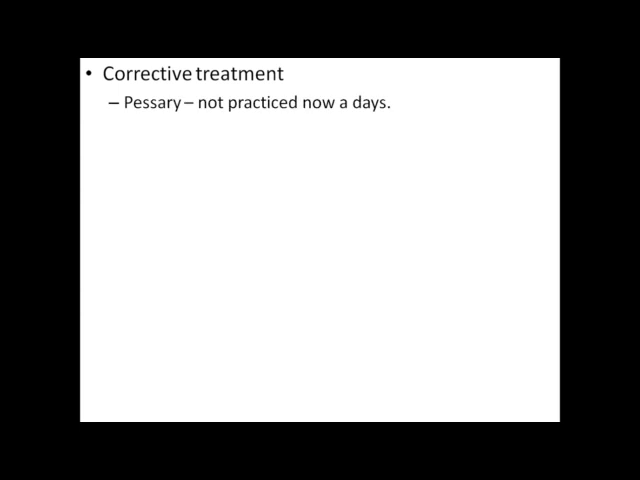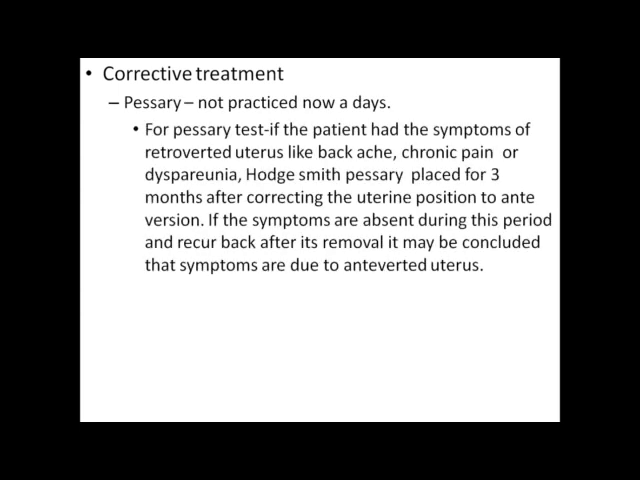Corrective treatment includes a pessary. It is not practiced nowadays. For a pessary test, if the patient has symptoms of a retroverted uterus like backache, chronic pain or dyspareunia, a Hodge-Smith pessary is placed for 3 months after correcting the uterine position to anteversion. If the symptoms are absent during this period and recur after its removal, it may be concluded the symptoms are due to the retroverted uterus.